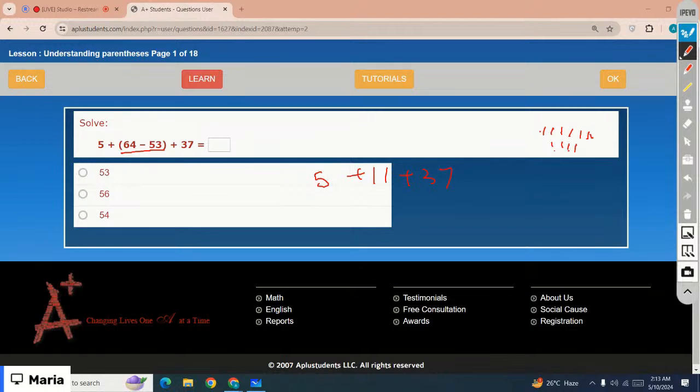Now you can perform the rest of the operations. You can add 11 plus 5 is 16 and 16 plus 37 is 53. When you add, the correct option is 53. Got it? If you have any question related to the example I just did, you can please ask.